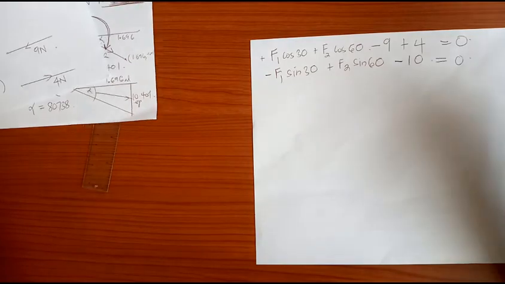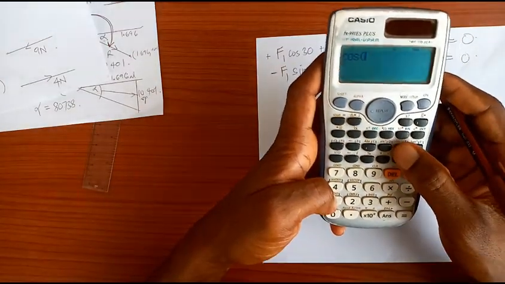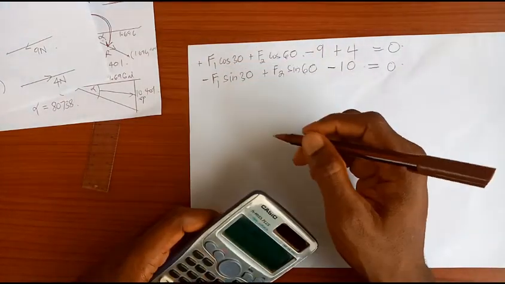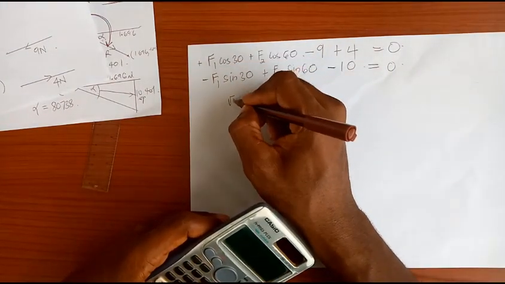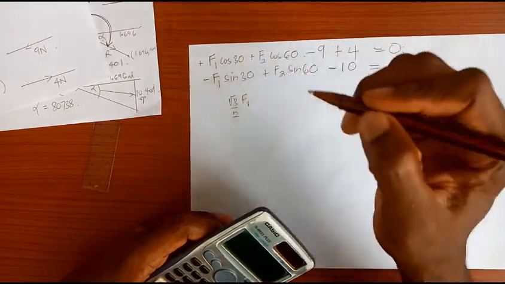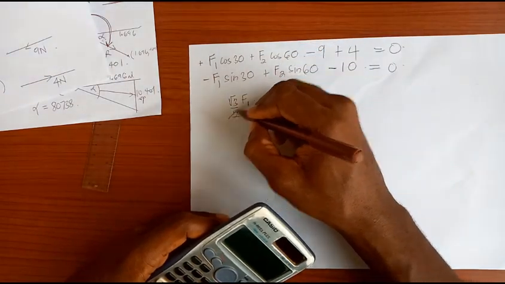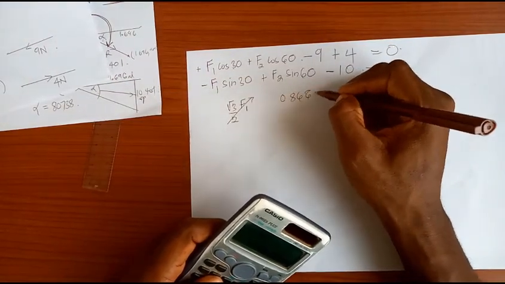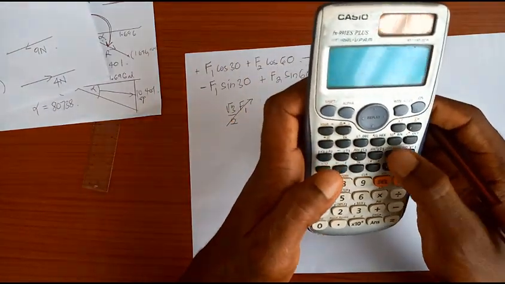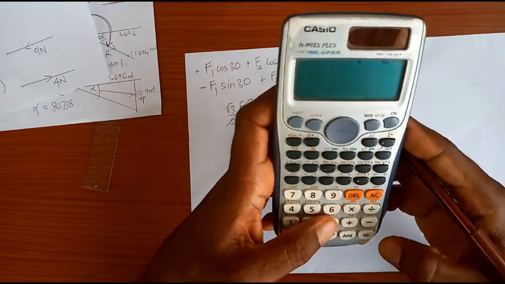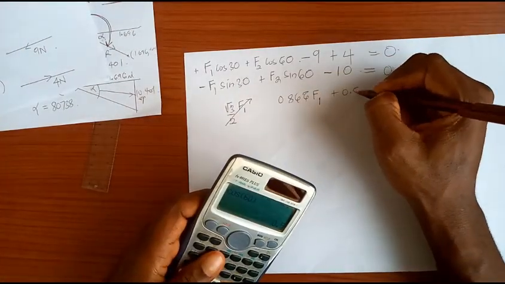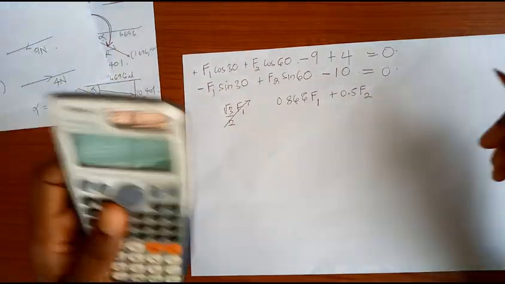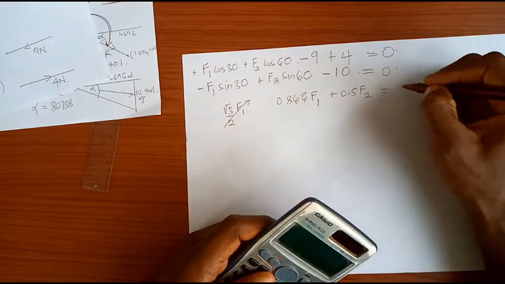So let's see. What do I have here? Cos 30. Can you see? Cos 30 is root 3 on 2. So what I have here as well is root 3 on 2 F1. Let's write it in decimal: 0.866 F1. Then let's do our cos 60. Cos 60 is 0.5, plus 0.5 F2. Negative 9 plus 4 gives us what? 5, 6, 7, 8, 9. Negative 5. So minus 5 here, take it across, we get positive 5.